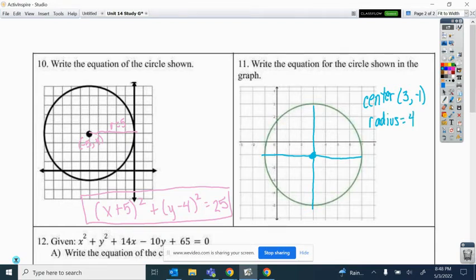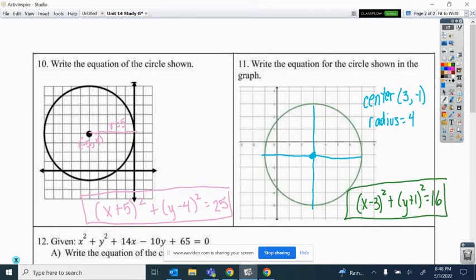So we use that to write the equation. We've identified the information, so we're talking about (x minus 3) squared plus (y plus 1) squared, and that equals my radius squared of 16.